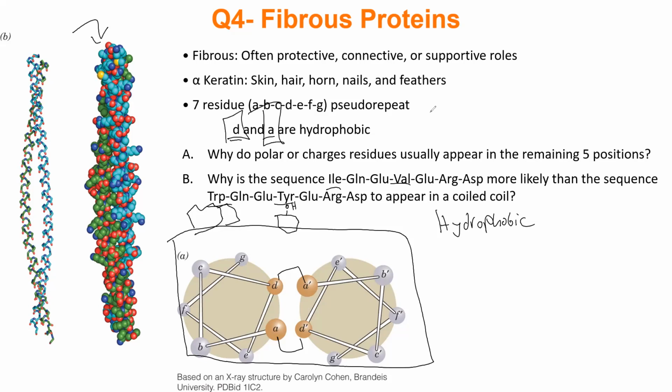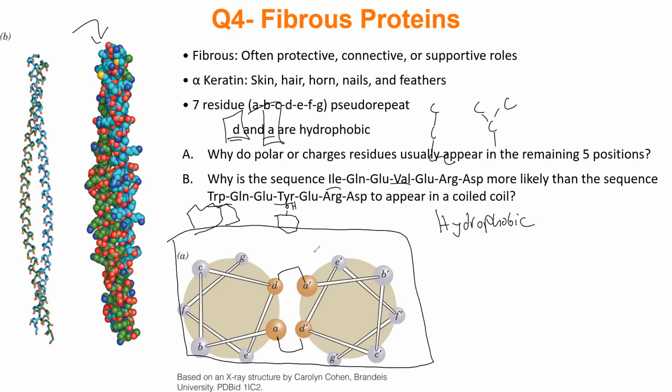These amino acids are too big to effectively interact in this small space. However, isoleucine and valine, they're small enough to interact in that small space. So it really has to do with size. Tryptophan and tyrosine are probably a little too big to form in that coil and interact at position A and D compared to isoleucine and valine.